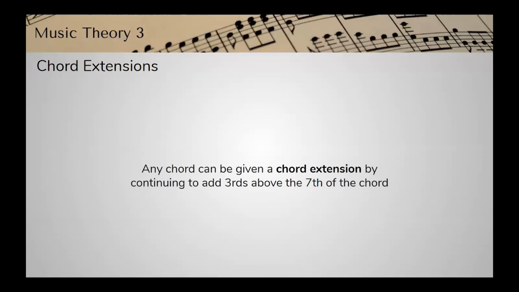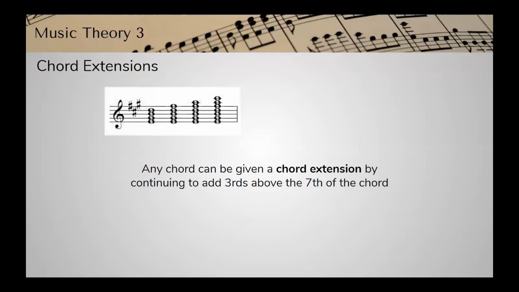Now let's look at something that's a little bit more common in other styles of music such as jazz, and that is chord extensions. And we'll spend a little bit more time on this when we're actually doing some composition exercises. But now let's just talk about the concept of a chord extension. So any chord, not just a dominant, can be given a chord extension by continuing to add thirds above the seventh of a chord. So here's all the possible extensions, and these are all written above the 5 chord in the key of A.